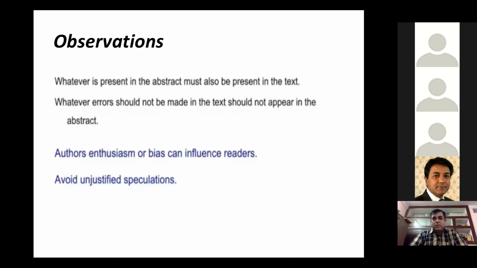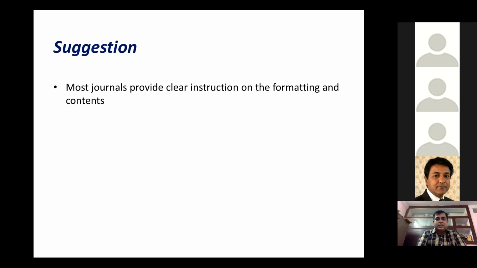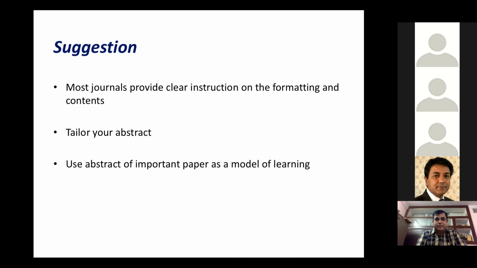Author enthusiasm or bias can influence the reader, because the readers trust the author. Whatever information you give, the reader is going to trust. So you should avoid unjustified speculation. A few suggestions: most journals provide clear instructions about the formatting and content. So you follow that instruction very carefully, because if you have not followed it, most of the time there will be a desk rejection, they will just outrightly reject your paper. Tailor your abstract according to that instruction.